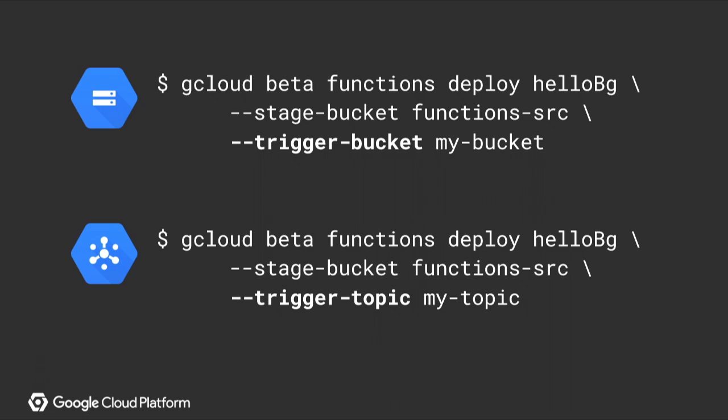And a couple of examples of deploying background functions. So one here is triggering off a cloud storage bucket, the other is triggering off a cloud PubSub topic.